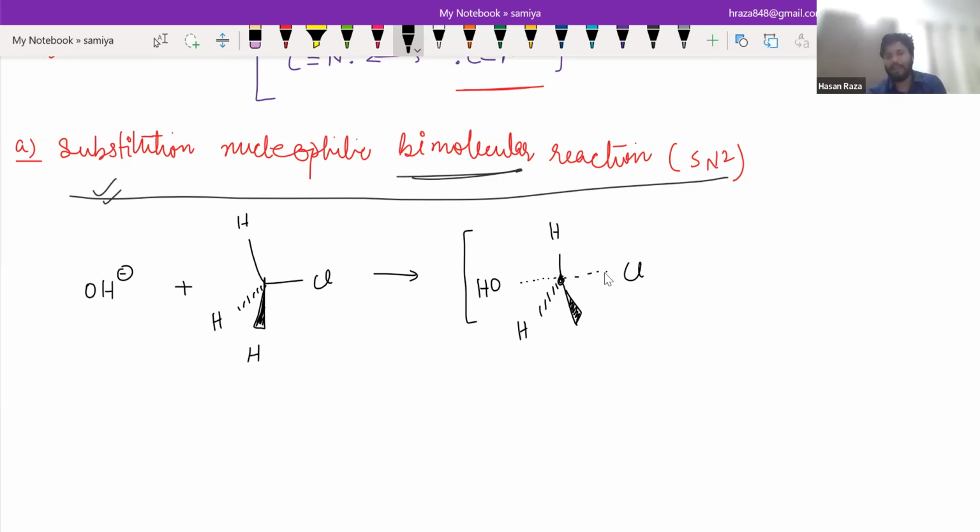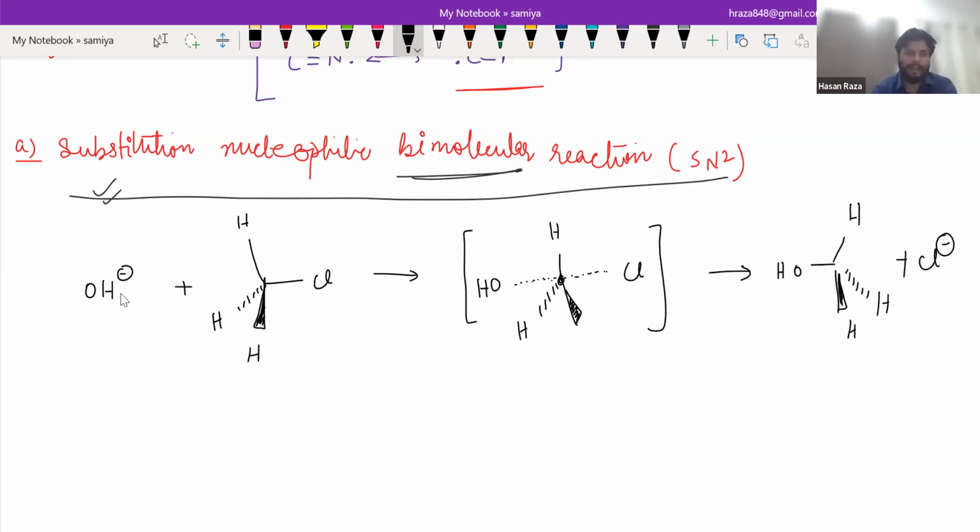Here the bond between carbon and Cl is going to break, and here the bond between carbon and OH is going to form. What happens here is very easy to understand. This is OH and this is hydrogen, this is hydrogen, and this is hydrogen. Why I wrote it opposite to the reactant, you will understand when we study the stereochemistry of the SN2 reaction.